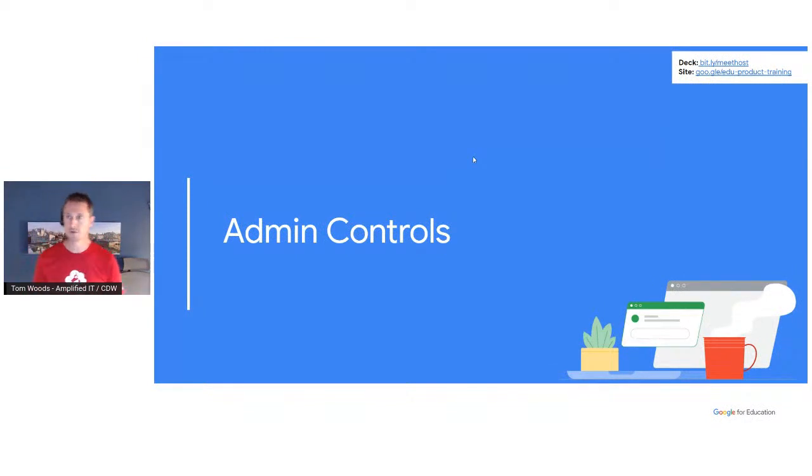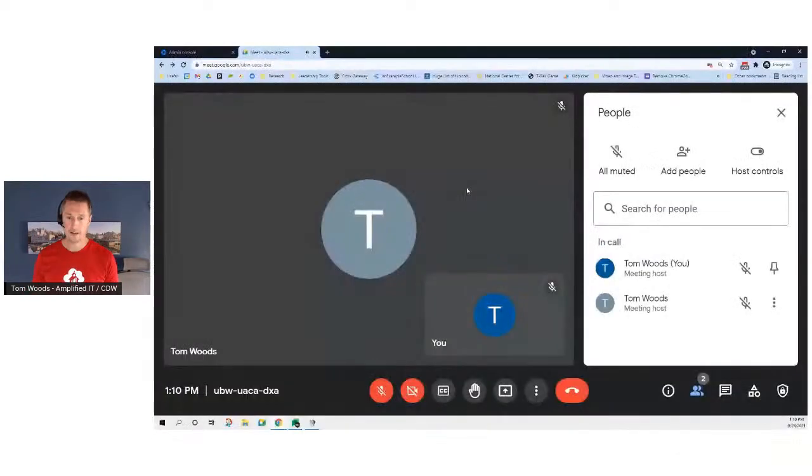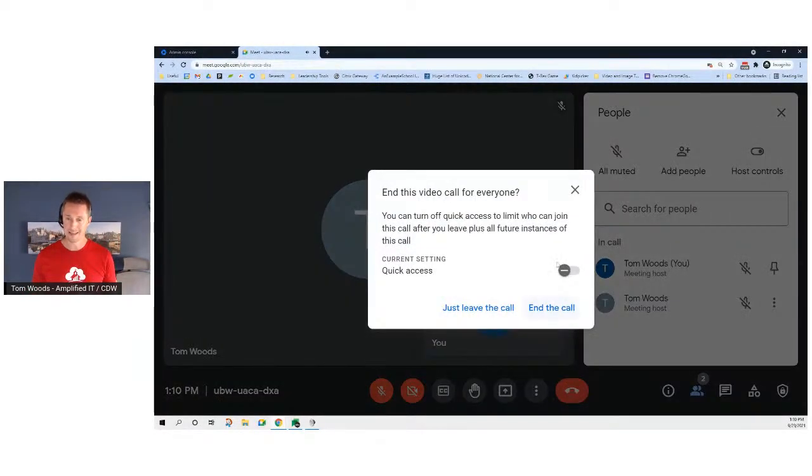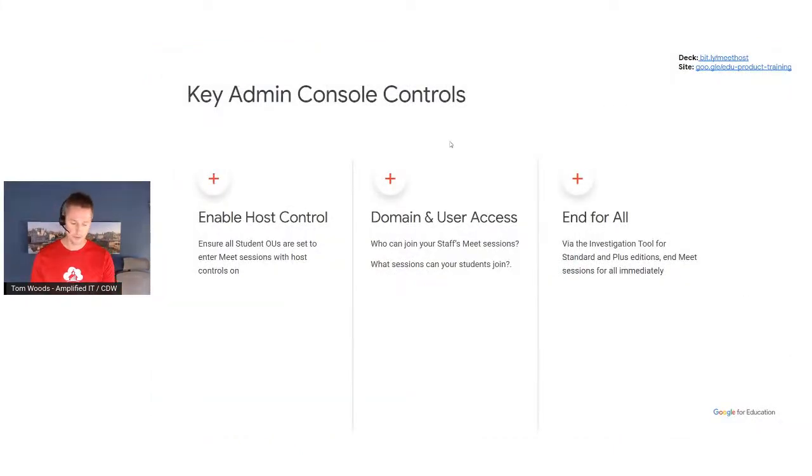Okay, great. We're going to jump over to the admin console, and we'll take a look at some admin controls. So we've got a few key pieces here. Enabling host control by default, domain and user access, some new areas that are going to determine how our users can connect to Google Meets and who can connect to our Google Meets. And then an end for all piece for Google Meets from the admin console, from an administrative top-down level to end meetings for all. We just saw here how we can do that from within the meeting itself. But what if you're the super admin or you're someone in the IT department looking to do that?